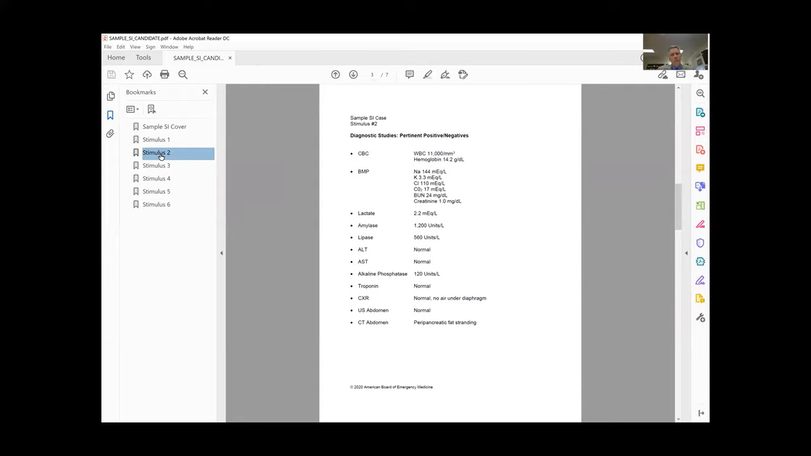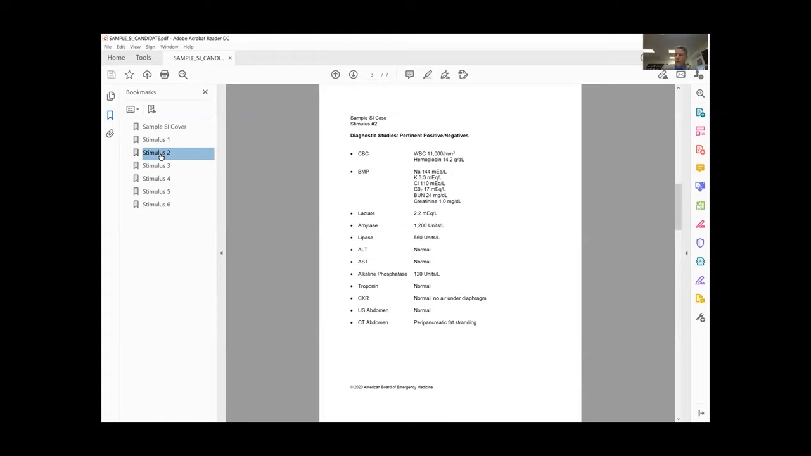Okay, why would you admit him? For a number of reasons. He needs to stay NPO for pancreatic rest. He's going to get IV fluids, probably going to have a continued need for parenteral pain medication as well as antiemetics. And I think most importantly, he's going to need serial abdominal exams. He doesn't seem to have any surgical complications of pancreatitis yet, but we need to trend his labs, including his H&H, and follow serial abdominal exams along to make sure he doesn't have any complications.